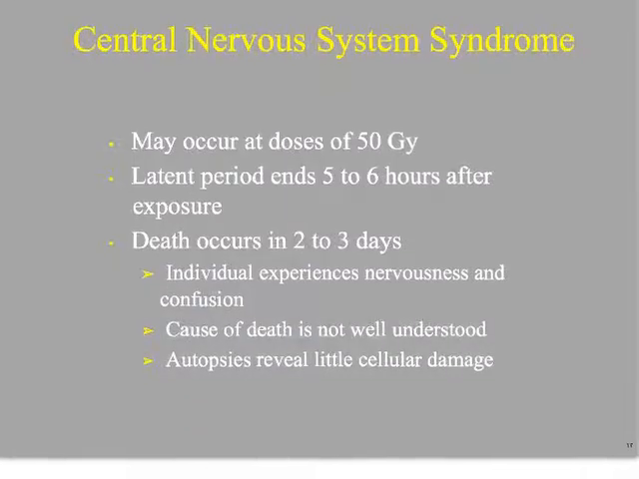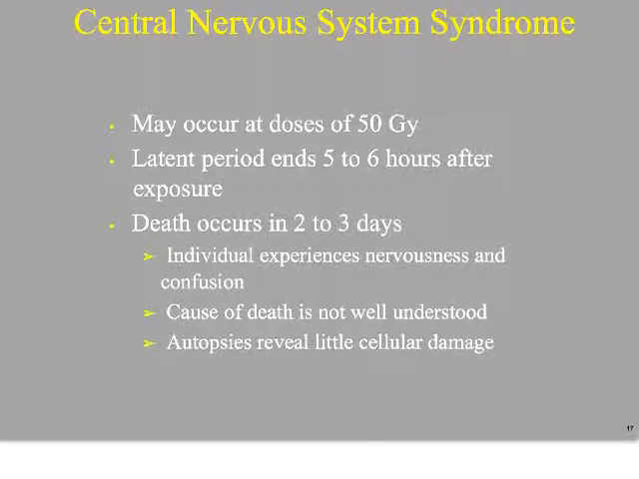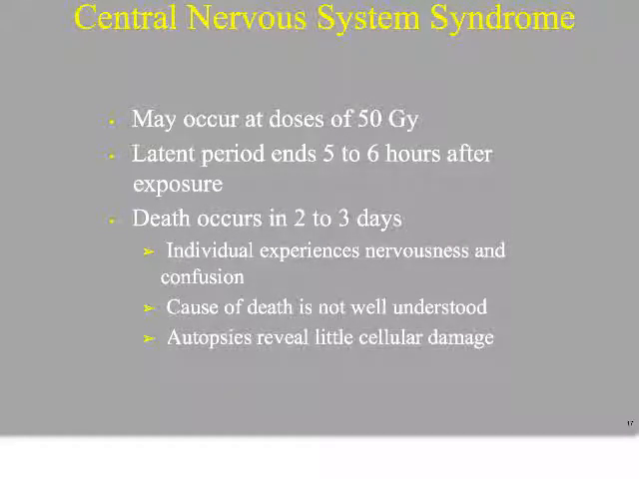The central nervous system syndrome occurs at doses over 50 gray. The latent period ends after 5 to 6 hours, and death occurs in 2 to 3 days. They will experience nervousness and confusion. The cause of death is not fully understood, and the autopsies will reveal very little cellular damage because they have not been alive long enough for the manifest illness related to the blood systems or the GI systems to show all of the DNA damage and all the cell damage that's occurred.